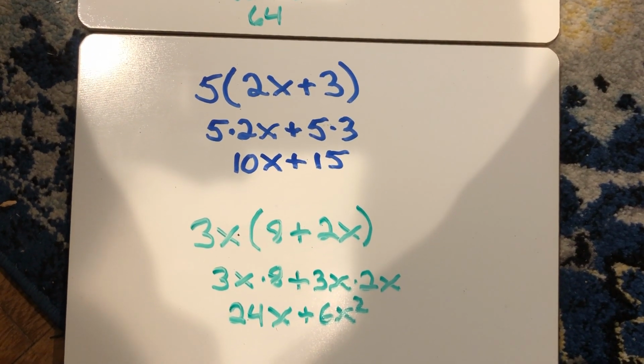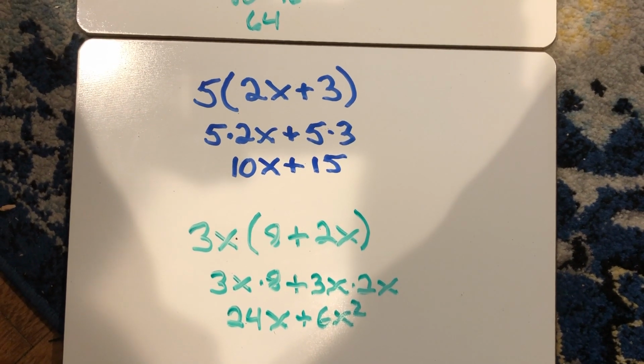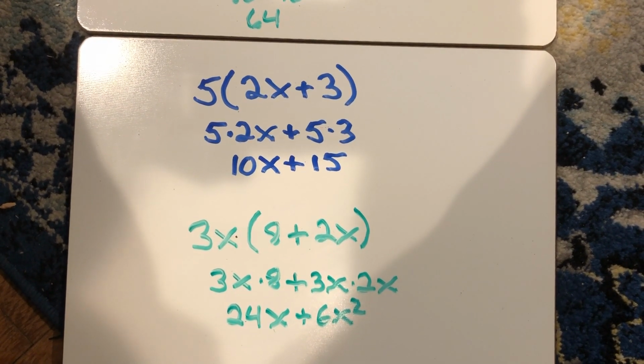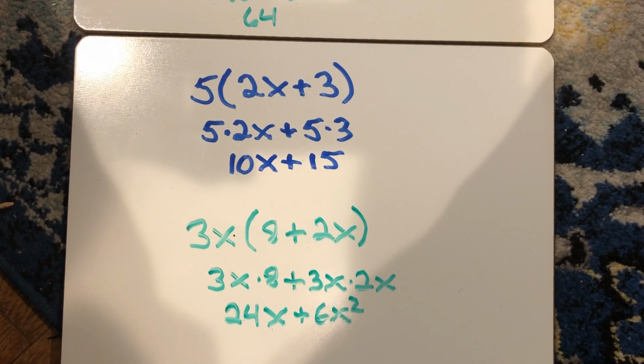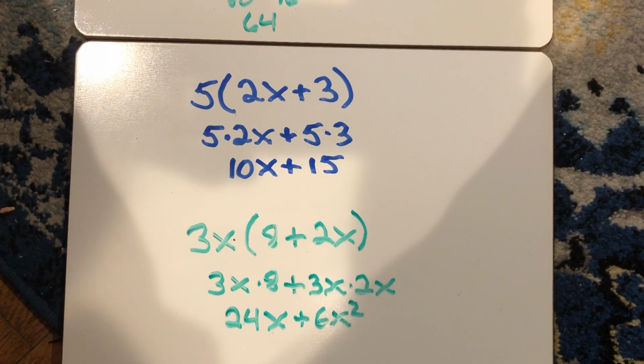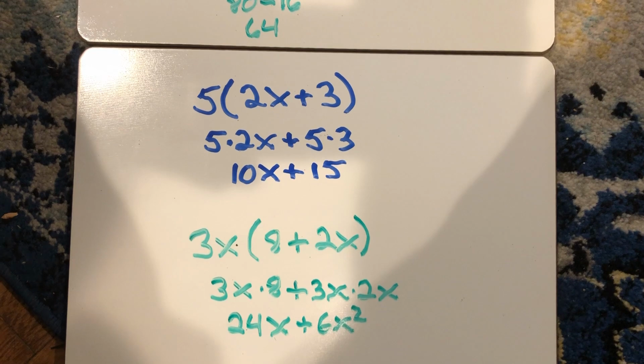Now in this case, they both have the variable x, but they're at different powers, so I still can't combine them. So my final answer is going to be 24x plus 6x squared.